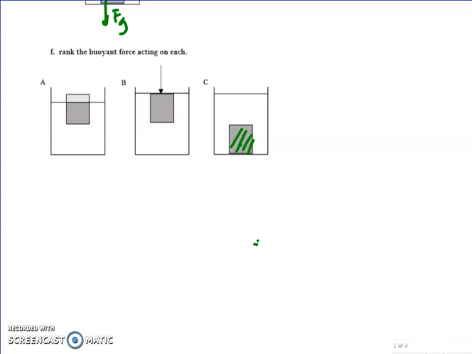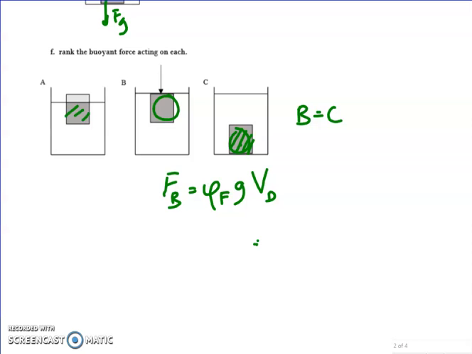Okay, so how do we approach this? Well, we can use Archimedes' principle. The buoyant force is rho of the fluid, which is the same in all cases here, even though the densities of the objects are different, that doesn't factor in here, times g, which is the same for all, times the volume displaced. In this case, the volume displaced is the same, so B has got to equal C. And since there's less volume displaced here, that's got to be the least of them.